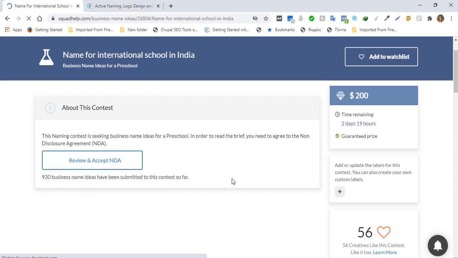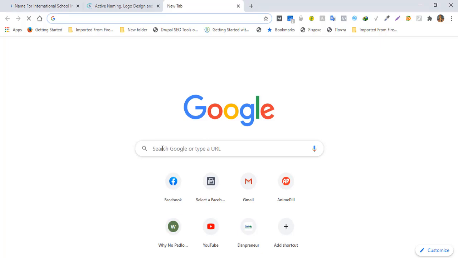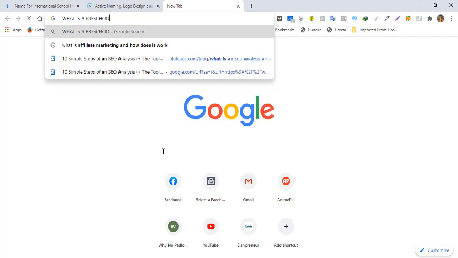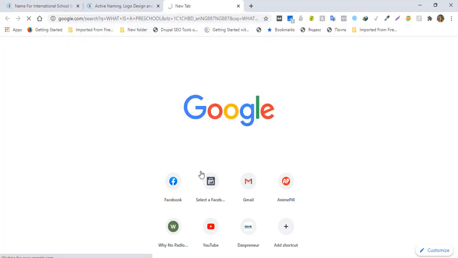Now, there is something you need to understand about naming contests. If you don't know what the contest is about, there is no way you are going to get it right. For instance, what is a preschool? If you don't know what a preschool is, all you need to do is go online, everything is online. Just put it online, something like, what is a preschool? And you discover that the answer will just pop up to you.